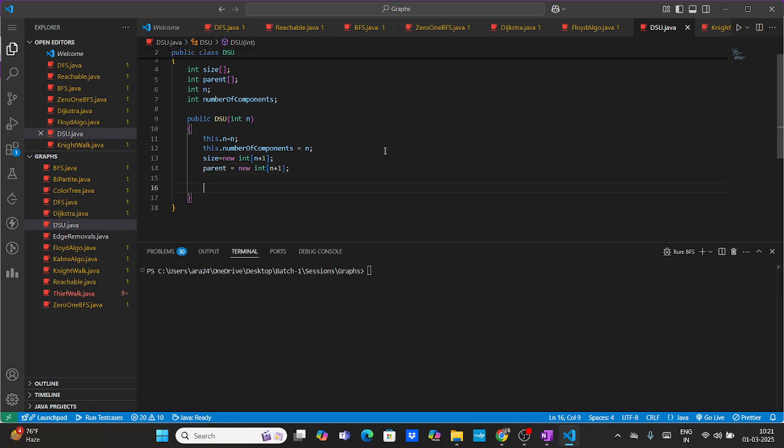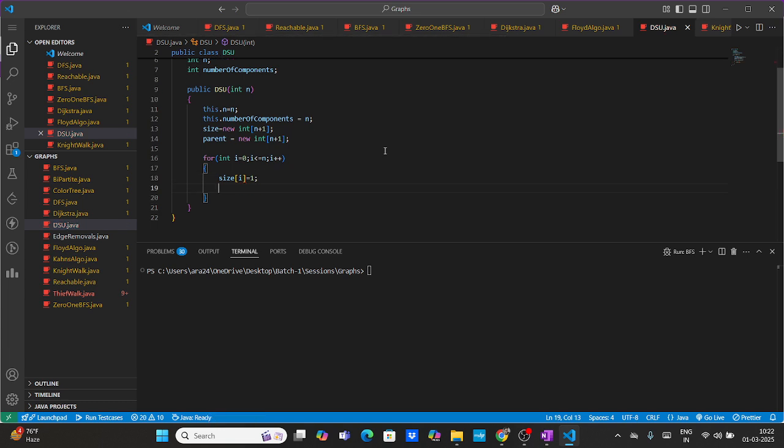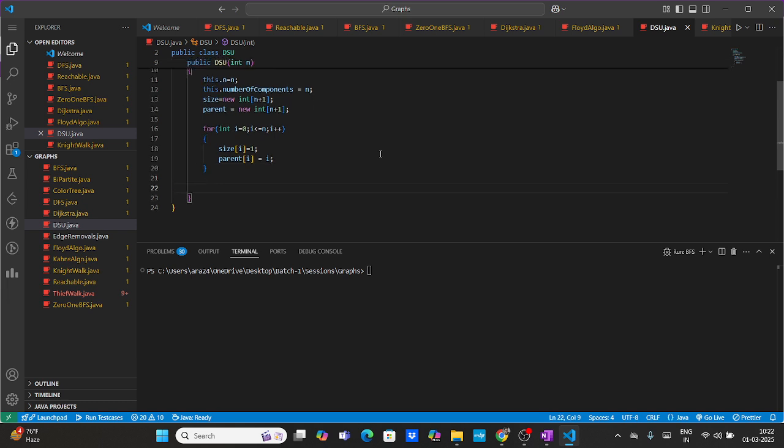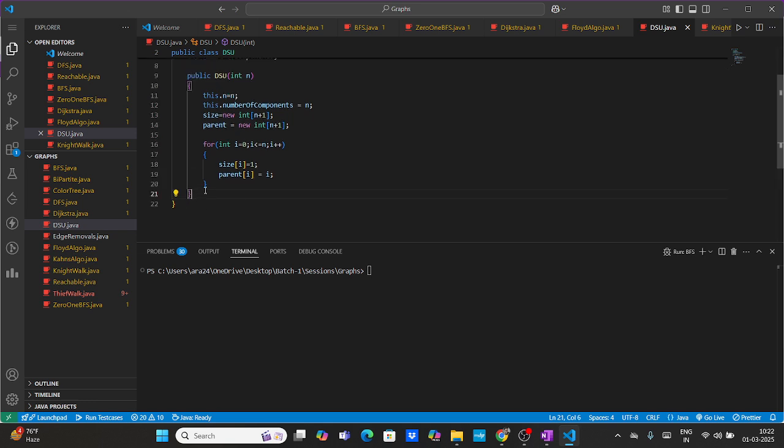Now we have to do some initial basic setup. Initially all of them are having size as 1, and the parent is itself, the root. So the basic initial setup is that each one of them has size 1 and the parent as itself.